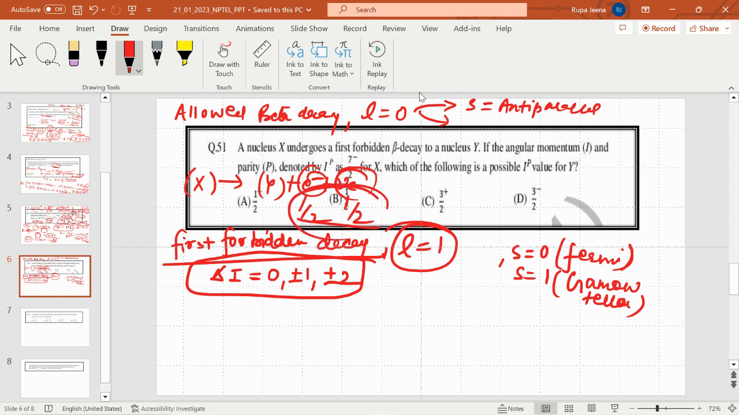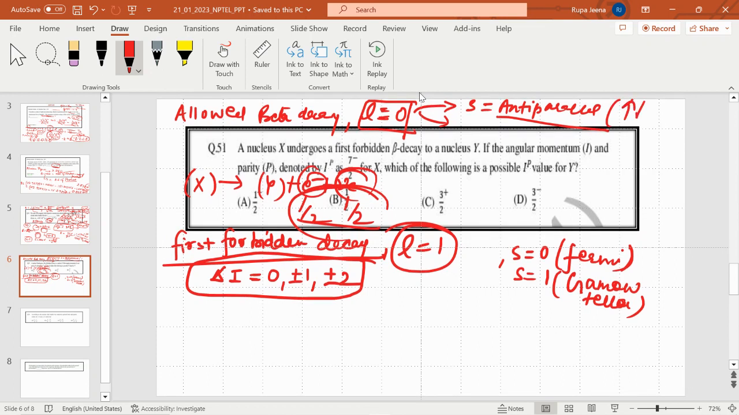So two particles are involved with spin half. Now, for allowed beta decay, we have L is equal to 0. There are two cases. When both the particles emitted during decay are anti-parallel, that means spin is equal to 0. And when they are parallel, then spin is equal to 1. So the case S is equal to 0 falls into Fermi decay, and S is equal to 1 is Gamow-Teller decay.